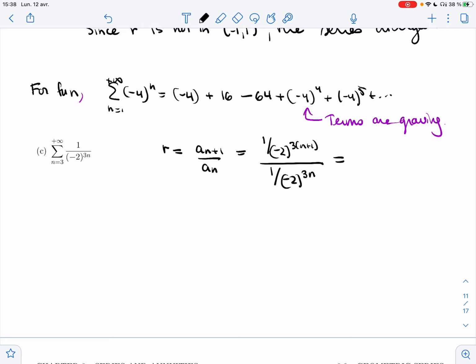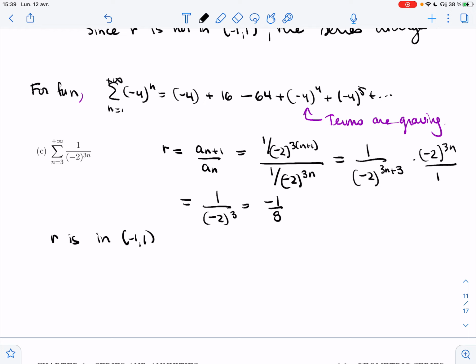And so here I'm going to get 1 over minus 2 to the 3n plus 3 times minus 2 to the 3n over 1. And so I'm getting 1 over minus 2 cubed. I'm getting minus 1 on 8. That is in minus 1 to 1. And so the series converges.